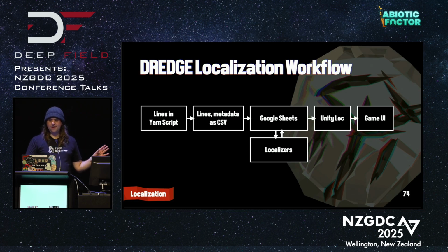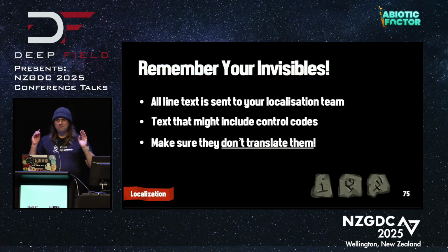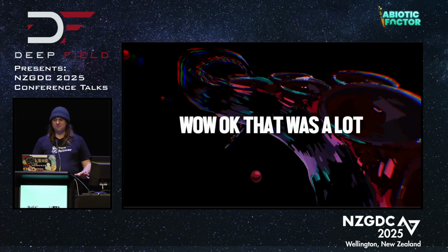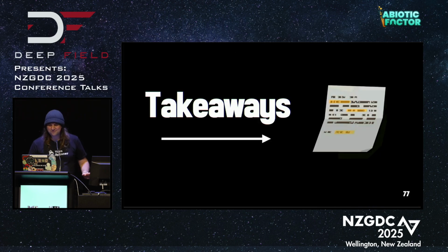A thing that they kept hitting again and again, and so I'm going to repeat it. Remember that control codes might get translated by your team. Make sure they don't. So that was a lot. Let's talk about some takeaways.